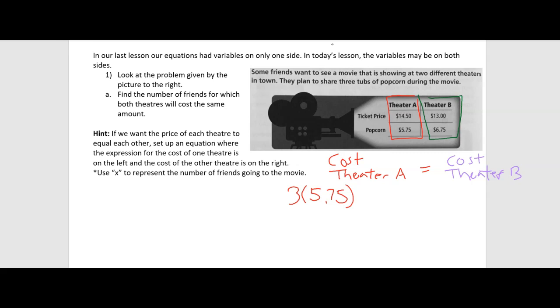Well, we don't know how many friends are going, but we do know that each ticket costs $14.50. So $14.50 is the price for 1 ticket, and if I need to find the price for a random amount of people, that would be 14.50 times X, times our variable. So if there were 2 friends, we'd multiply that by 2. If there were 3 friends, we multiply that by 3.